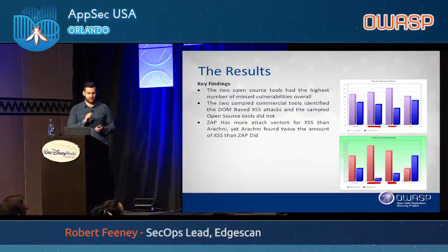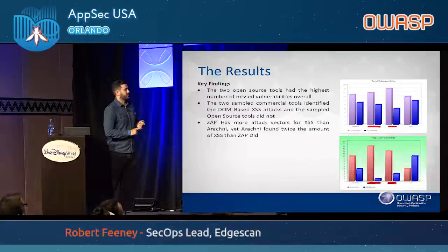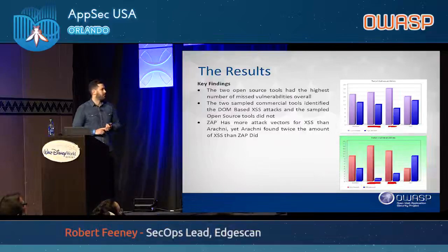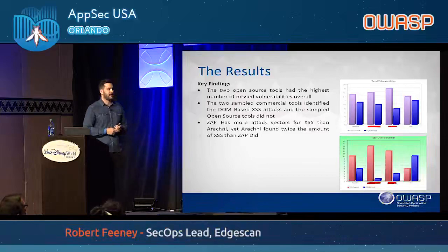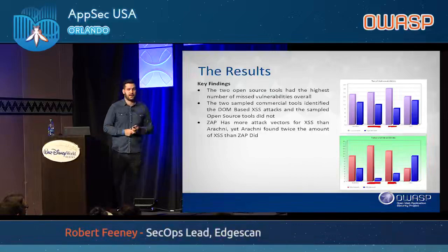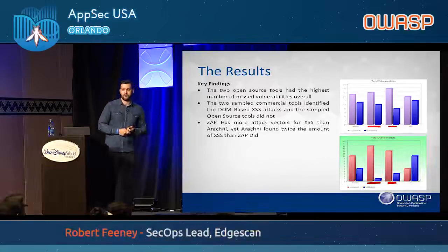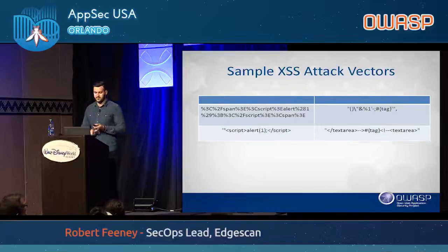However, this next point was something that piqued my interest greatly. If you see from the results section on the cross-site scripting, Arachni found more cross-site scripting issues than ZAP did. So I had a look at the attack vectors that it was using. And ZAP had twice the amount of attack vectors, but only found half the cross-site scripting issues that Arachni did. And the reason for that is, I believe, that the attack vectors that one of the tools uses are of better quality.